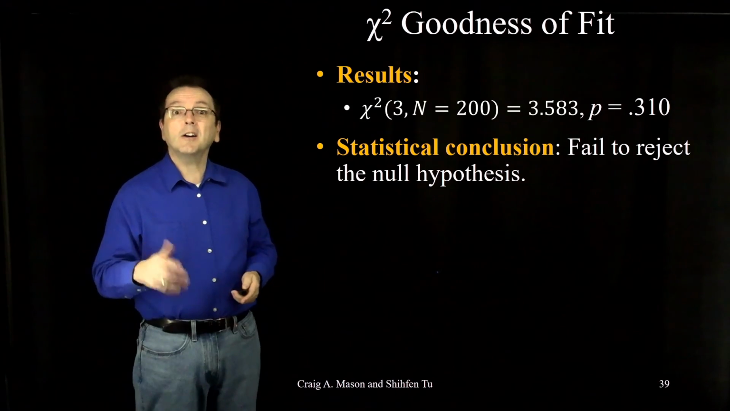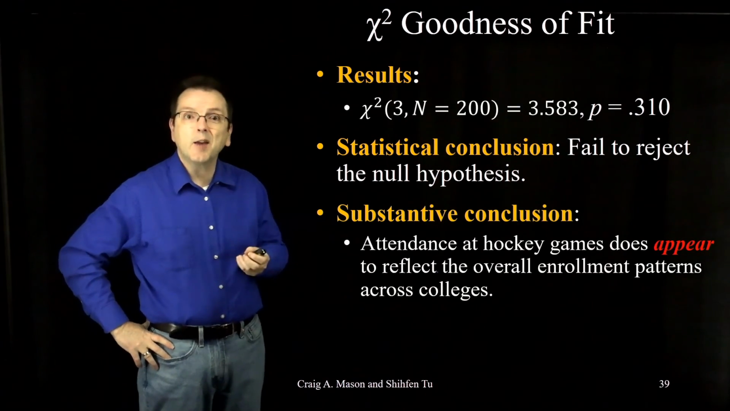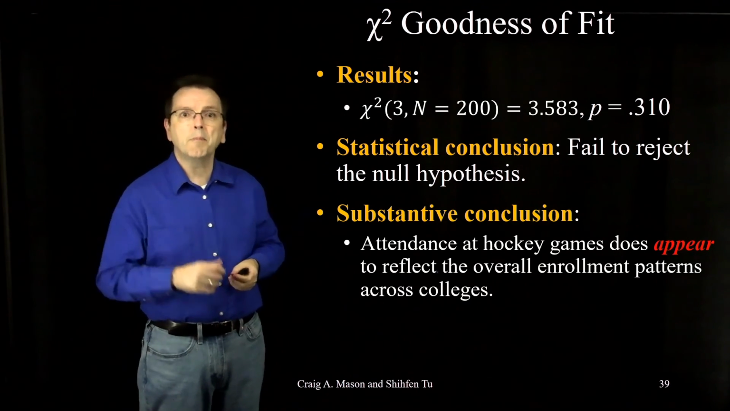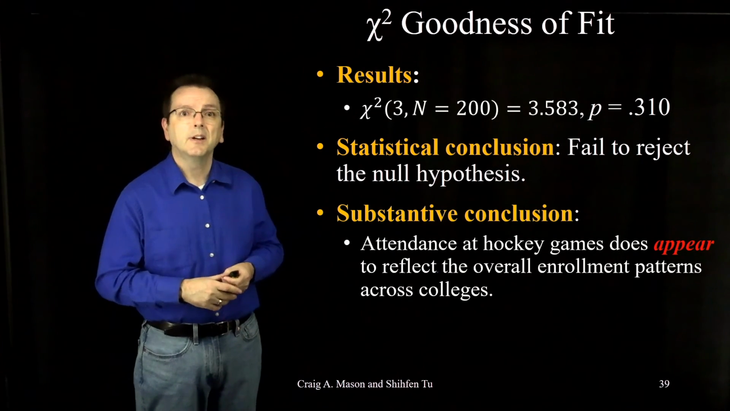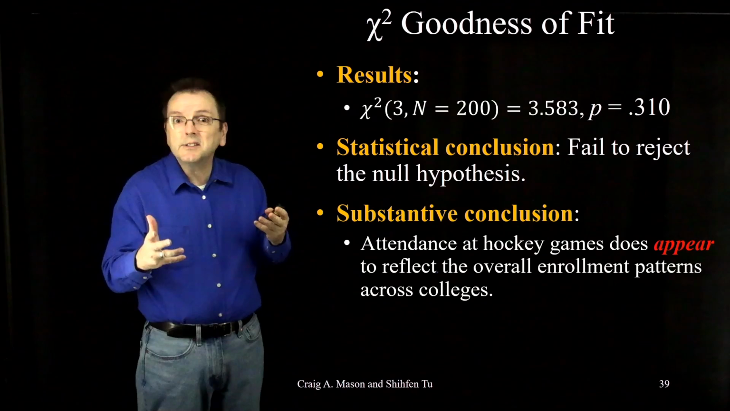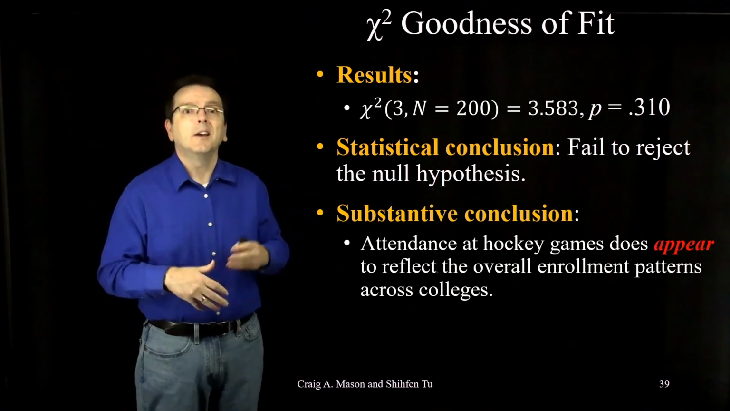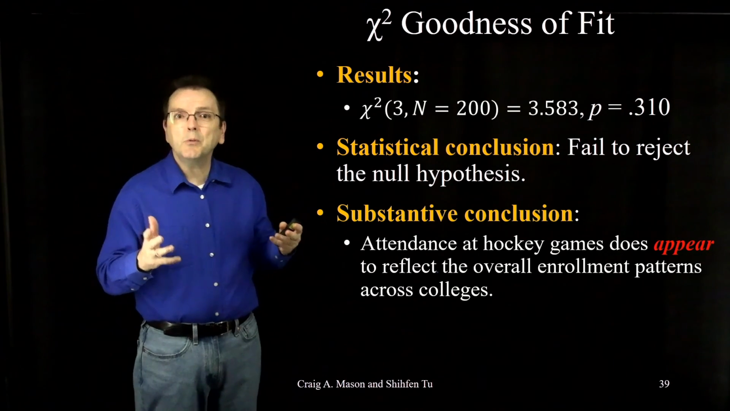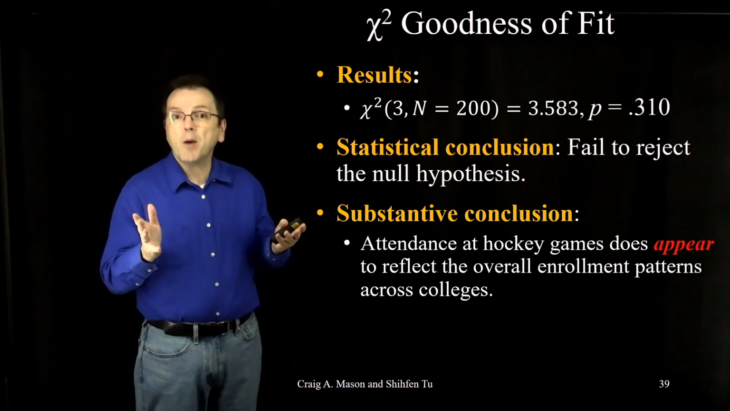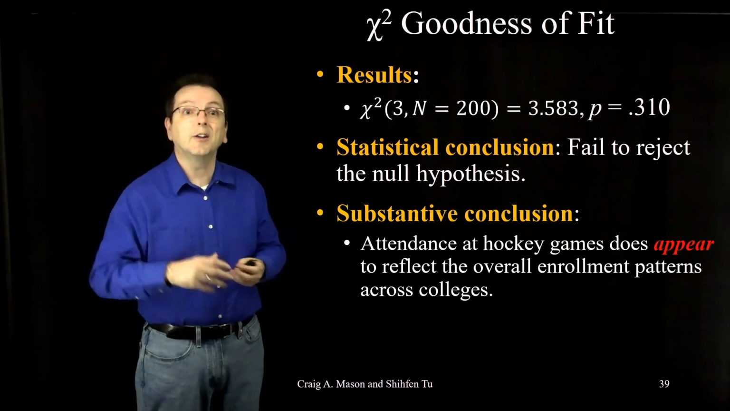In English, our substantive conclusion is that attendance at hockey games does appear to reflect the overall enrollment patterns across the colleges. Of course, there might be smaller differences that we just can't detect with a sample of 200 students. Maybe with a larger sample, we would see some differences. And that's why we don't accept the null, we just fail to reject the null.